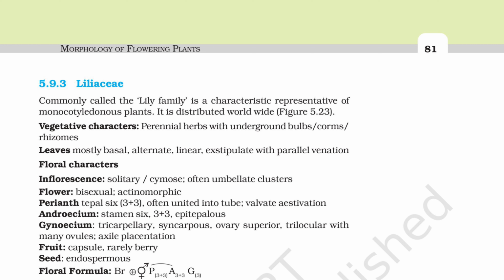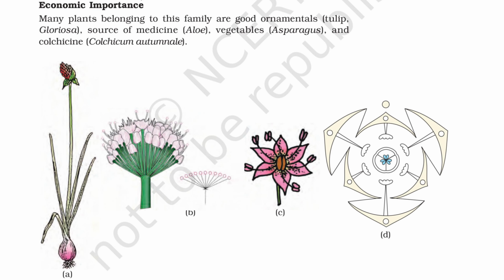Flower, bisexual, actinomorphic. Perianth, tepals 3+3, often united into tube, valvate aestivation. Androecium, stamens 3+3, epitepalous. Gynoecium, tricarpellary, syncarpous, ovary superior, trilocular with many ovules, axile placentation. Fruit, capsule, rarely berry. Seed, endospermous. Floral formula: bracteate, actinomorphic, P(3+3), A 3+3, G(3).